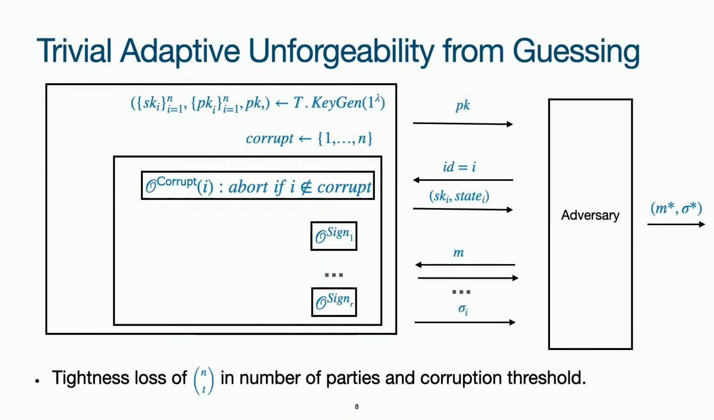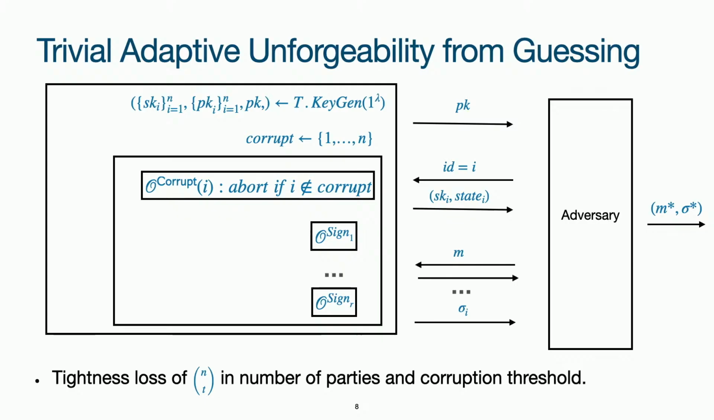I think it's important to point out, it's a little bit obvious, but you can essentially get trivial adaptive unforgeability from guessing. Given a static reduction, the reduction could guess the parties that the adversary wishes to corrupt, and then it could simply abort if the adversary decides to corrupt a party that's not in that set. This might be fine for a small set of parties, but the tightness loss grows as the number of parties grows in the corruption threshold.